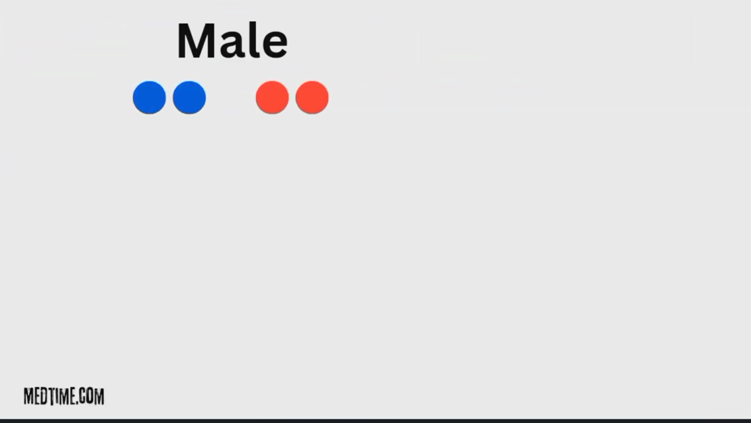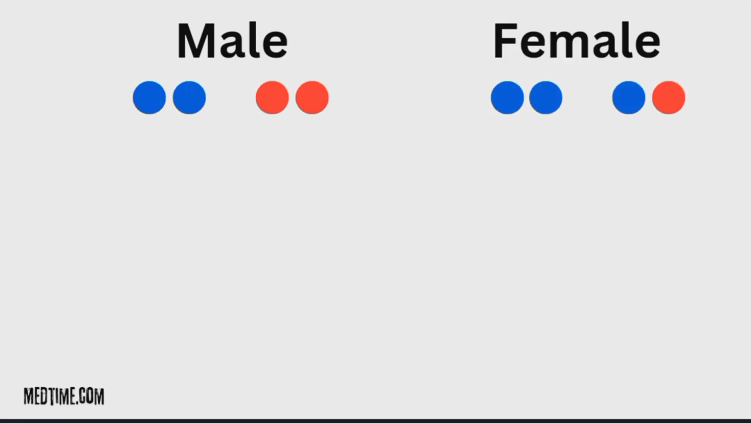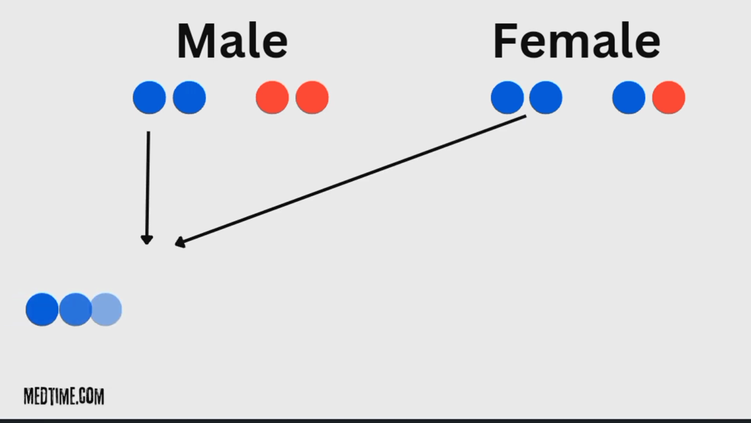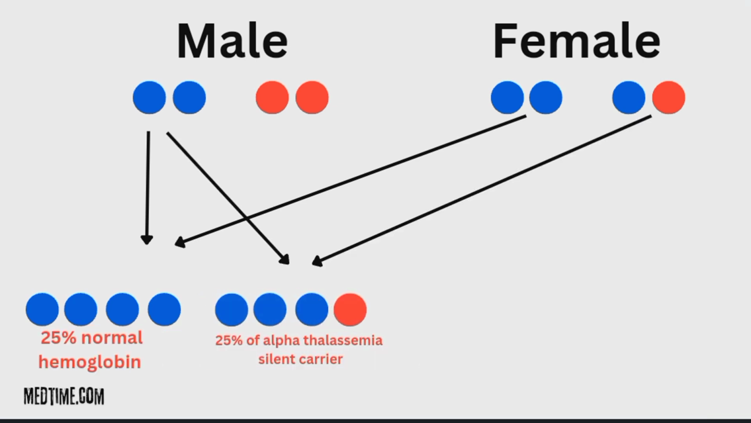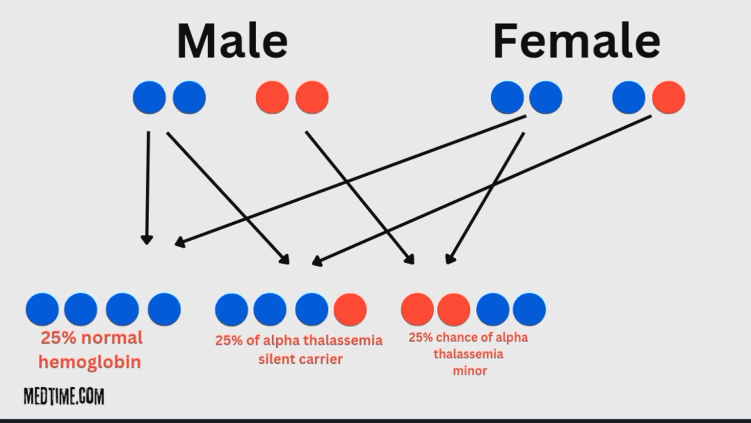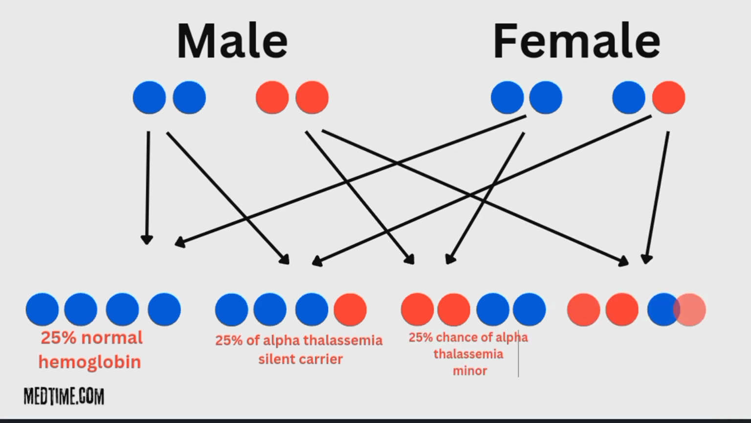Here, if one parent carries alpha thalassemia minor with 2 abnormal genes on the same chromosome, and the other parent carries a single abnormal alpha globin gene on one chromosome, so among 3 genes, one gene is abnormal. So what happens in that case? There is a 25% chance of a child with normal hemoglobin, 25% chance of an alpha thalassemia silent carrier, 25% chance of a child with alpha thalassemia minor, and 25% chance of a child with hemoglobin H disease.